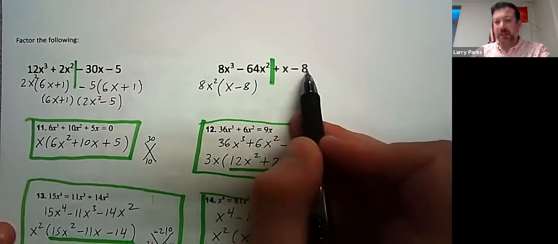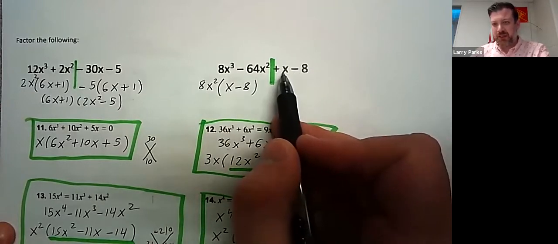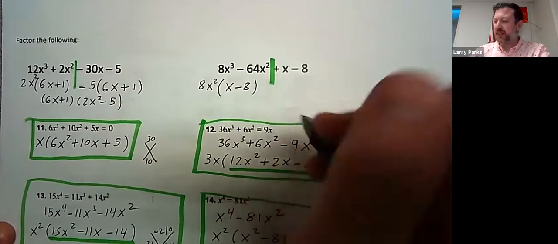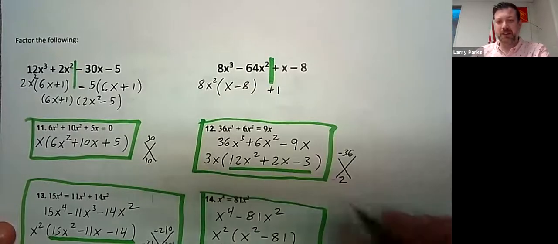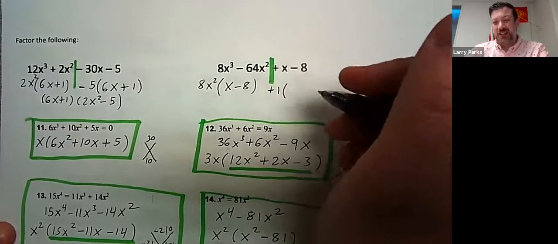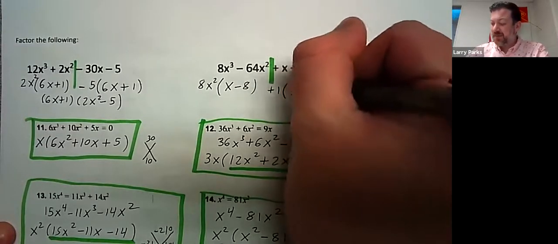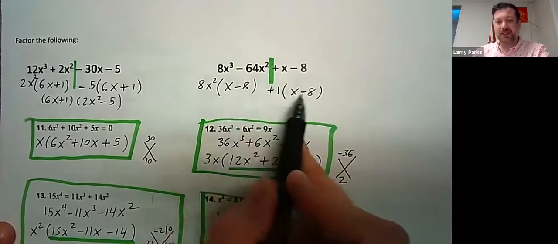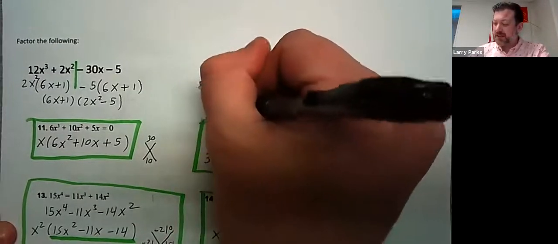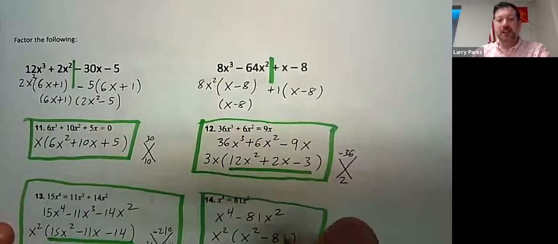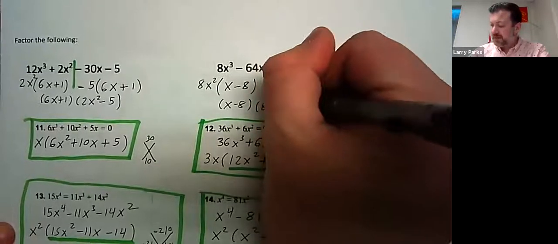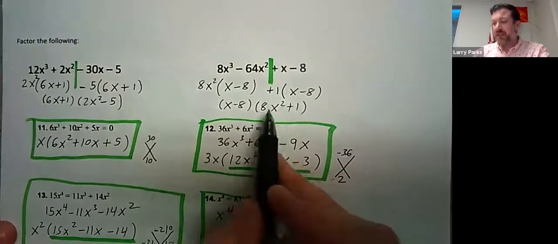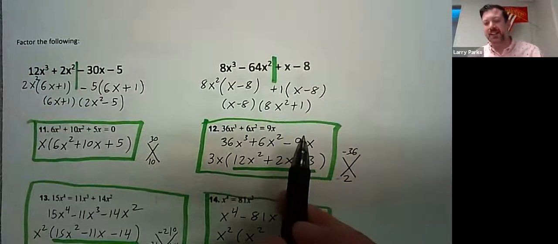Here, what do they have in common? Nothing besides 1. 1 goes in x, 1 goes in negative 8. So I just factor out the 1. And notice I pulled down the plus. Because I didn't change anything, it stays x minus 8. Notice I have the same term, so I put x minus 8. And then I have 8x squared plus 1. And then sometimes this factors more.